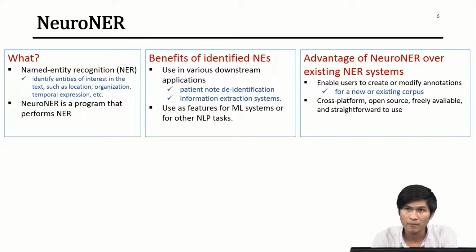So when we want to search for specific information on a particular patient, we can use some key terms, and then by using an NER system, it can retrieve those related documents. And the advantage of Neural NER over some existing NER systems is that it enables users to create or modify annotations for any new or existing data, or what we call a corpus.